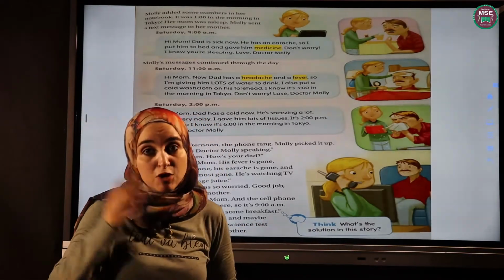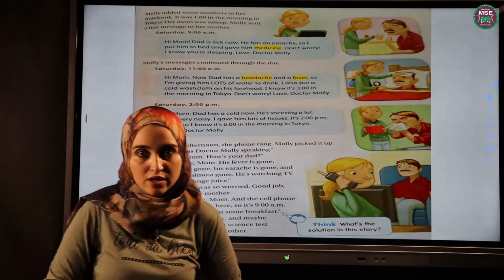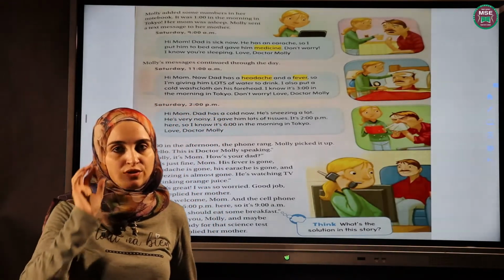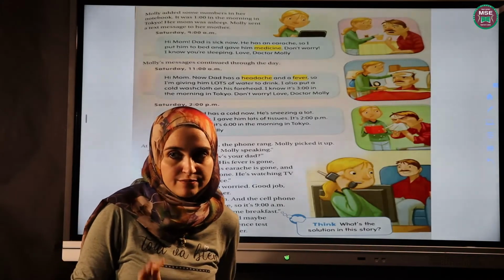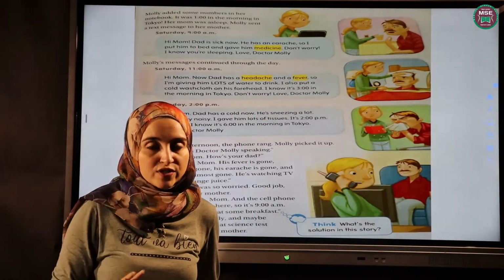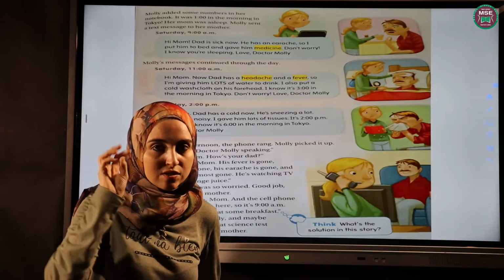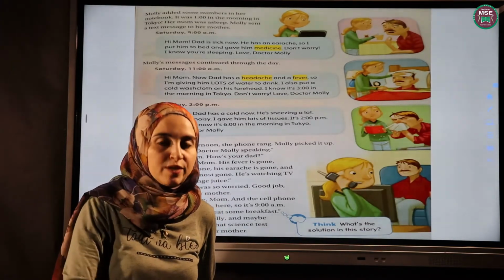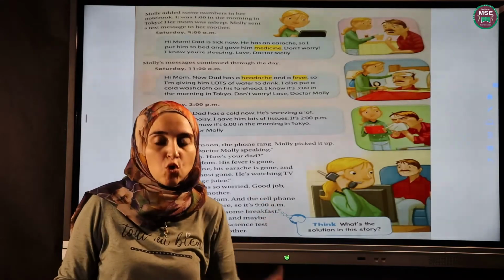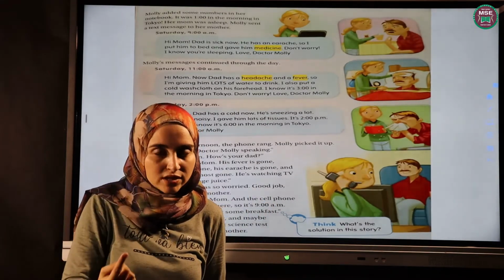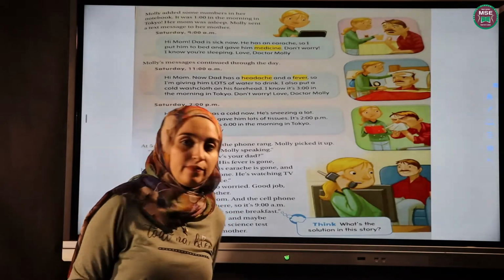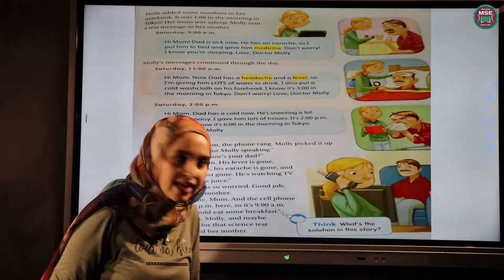Think, what's the problem and what's the solution of our passage? I need you now to read alone for 5 minutes. Think of all story elements: title, characters, setting, problem, solution, and moral. It can be one or more morals. They can be many. Okay, let's check together.